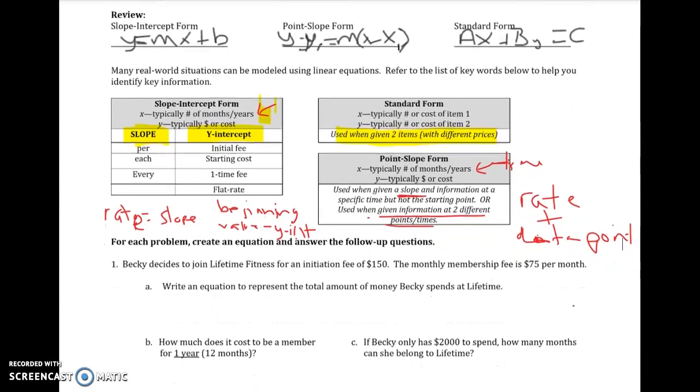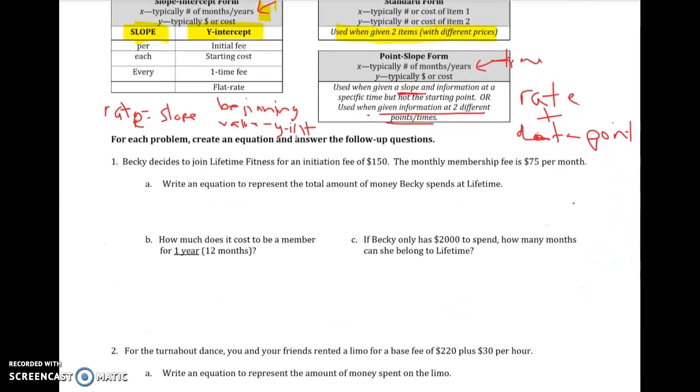Okay. All right, so let's take a look at a couple examples. Again, we're trying to figure out which form we should use. So Becky decides to join Lifetime Fitness for an initiation fee of $150, and the monthly membership fee is $75 per month. All right, so what I hope jumps out at you is that $75 per month, that we call a rate. That's going to be our slope. So I'm going to say rate equals m. And an initiation fee, that's a y-intercept, because that's the beginning amount. Anytime that's an initial, a beginning amount.